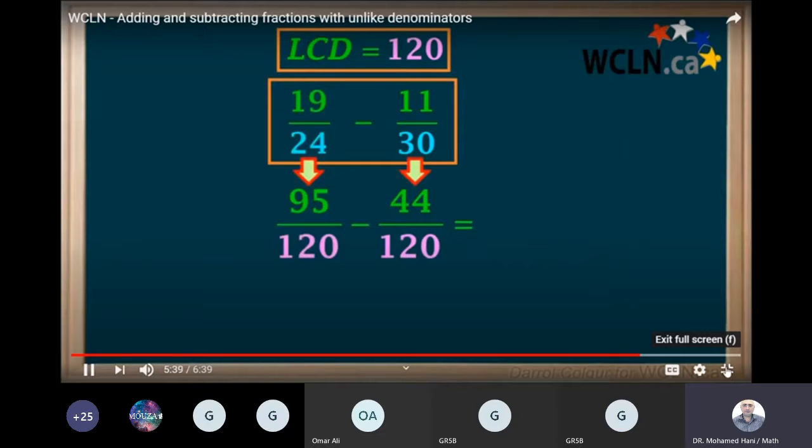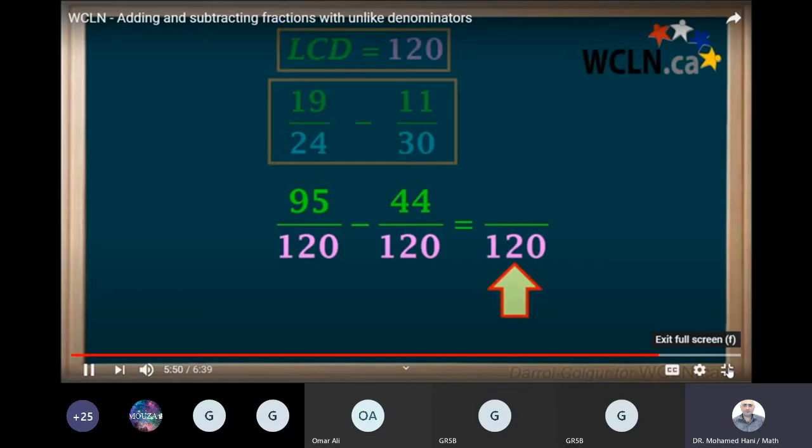After writing the two fractions with a common denominator of 120, we now have the expression 95 over 120 minus 44 over 120. The denominator for our answer will be 120.